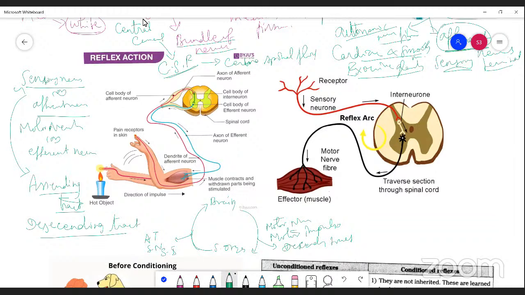Do you understand? So in the spinal cord, we can see there are two enlargements. See?